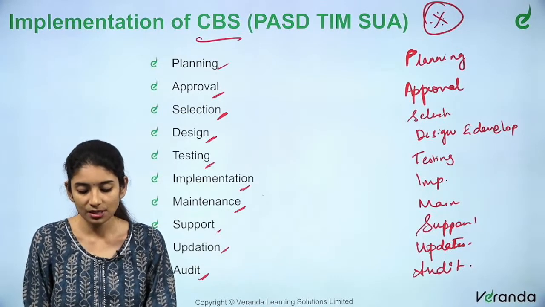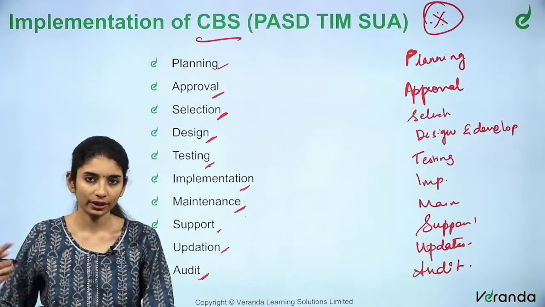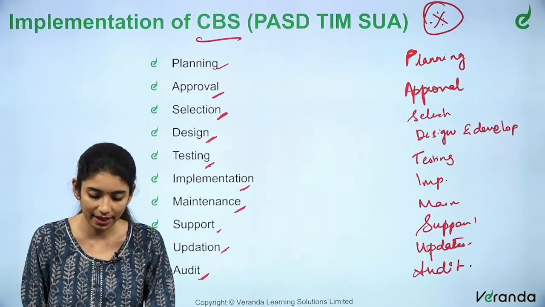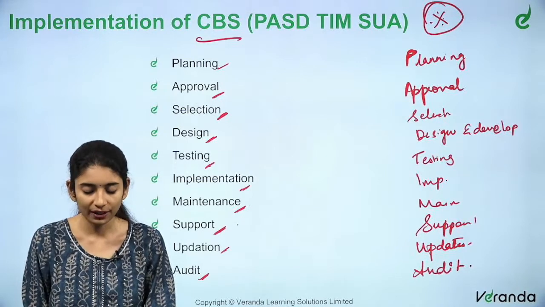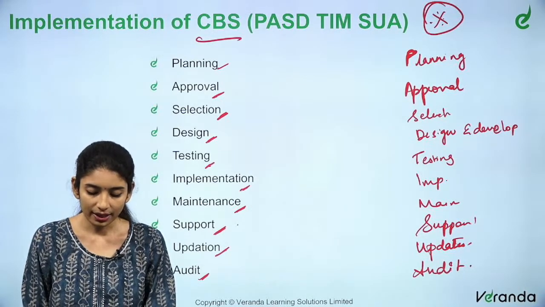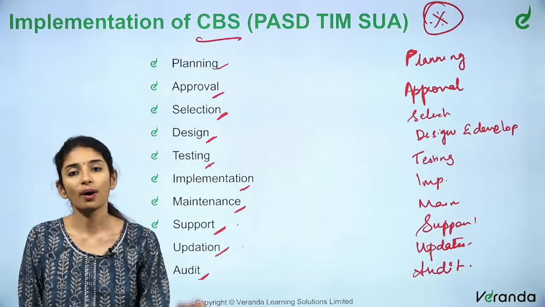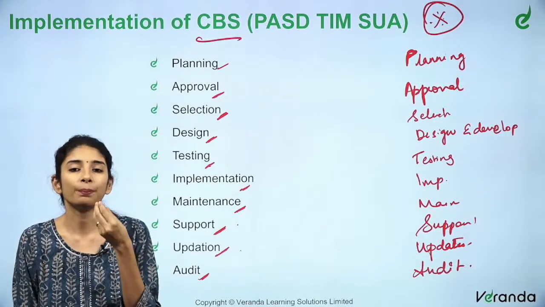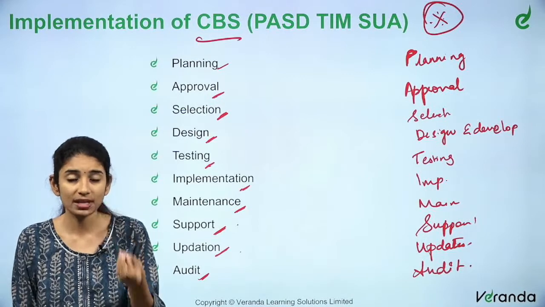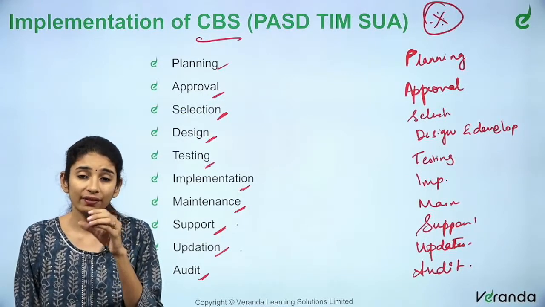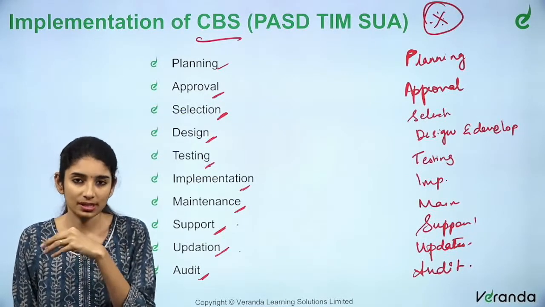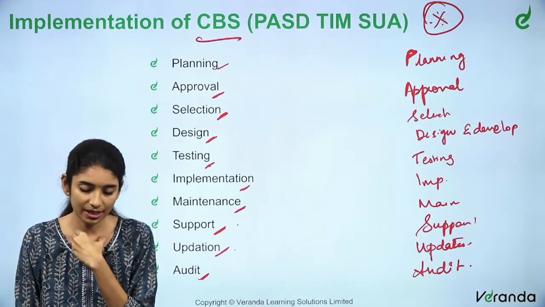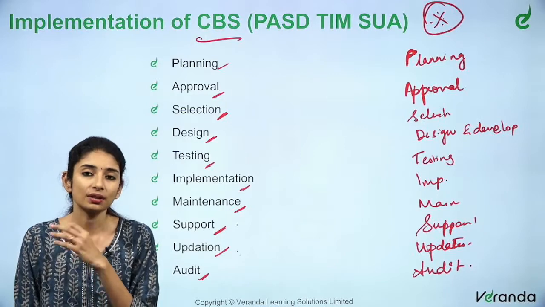Maintenance means my regular AMC, making sure that CBS is working fine and the processing is happening as decided. Support is to check if any external support is needed. Updation means updating the CBS software with any technological or business changes that have happened. For example, I've added 7 more services in my portfolio, so I update my CBS with that. Some business functions have changed.